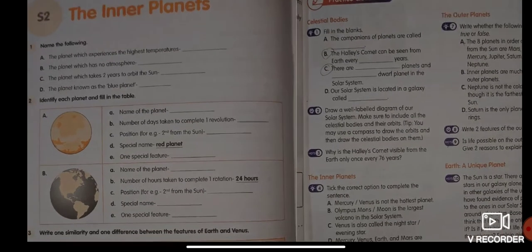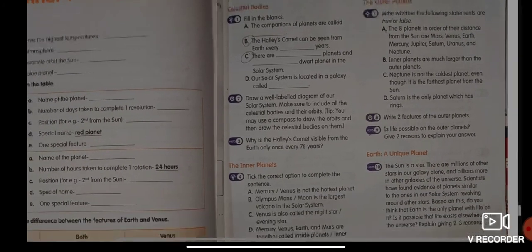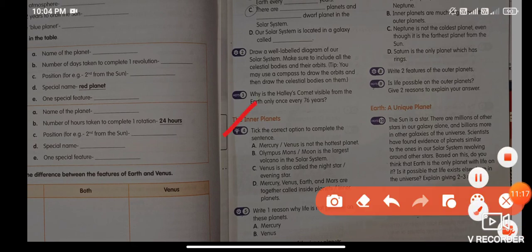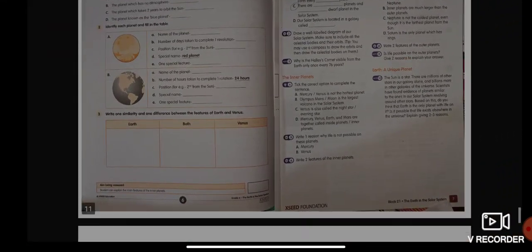Now homework. Your work for today is you have to complete your practice question numbers 4, 5 and 6 from your exit content book. You'll find it on page number 7, and you have to complete your worksheet S2 from page number 5. So the inner planet worksheet S2, and then practice questions 4 to 6. That means 4, 5 and 6. So please don't fail to do your practice questions as well along with the worksheet.